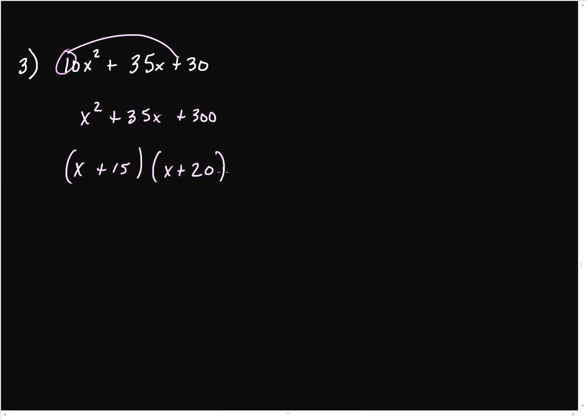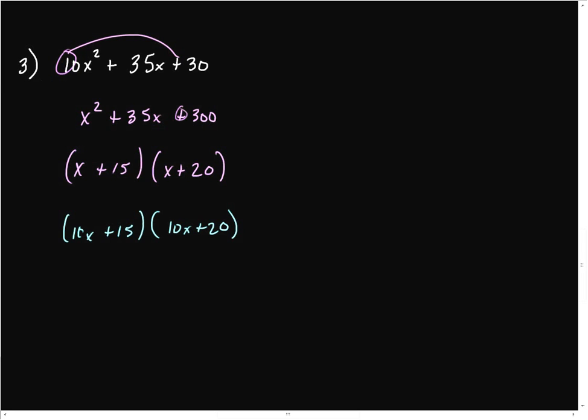15 and 20, 15 plus 20 is 35. So there we go. There's our factoring. Now I put the 10 back in. So I say this is 10x plus 15, 10x plus 20, and factor out the greatest common factor.